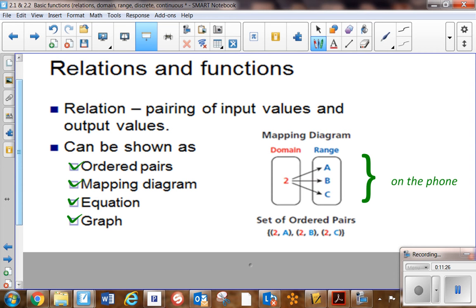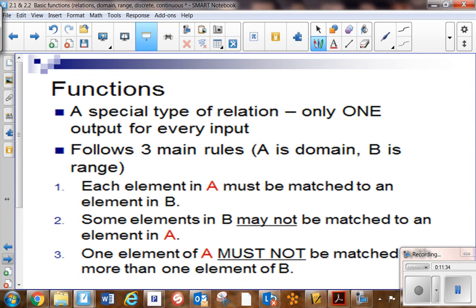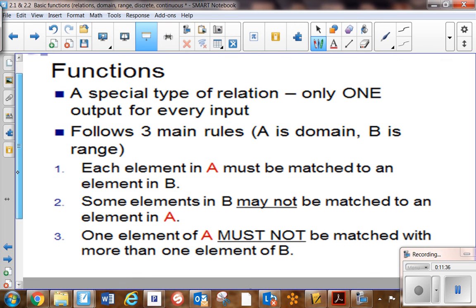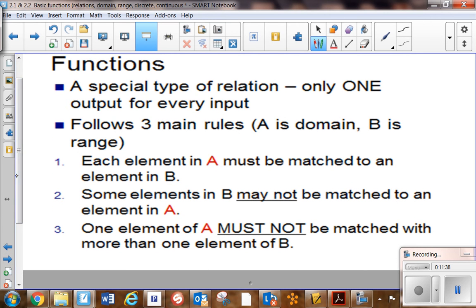So, this whole thing going on here with the phone back then, that was a relation, it was not a function. Well, how do I know that? Well, let's talk about what a function is and then you'll understand. I'm going to give you some, don't try to write all this down, just write the shorthand here, okay?